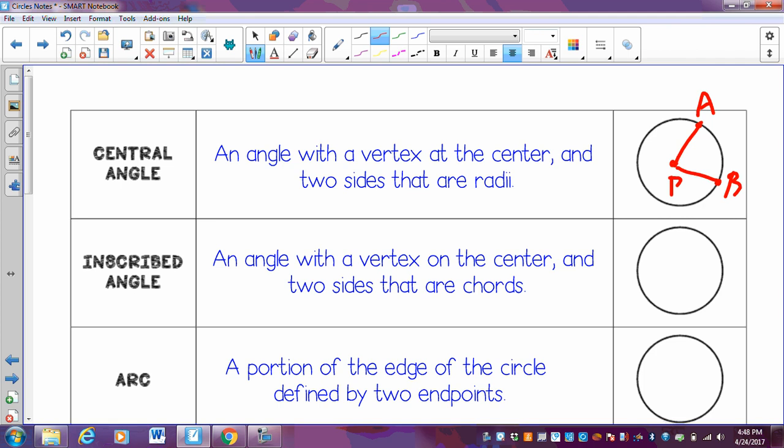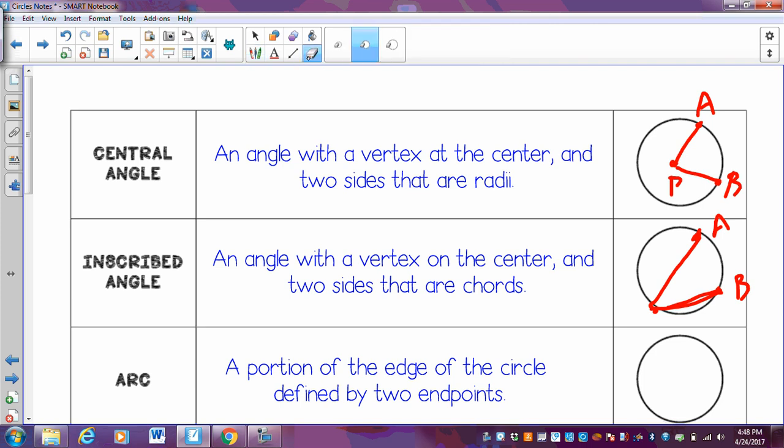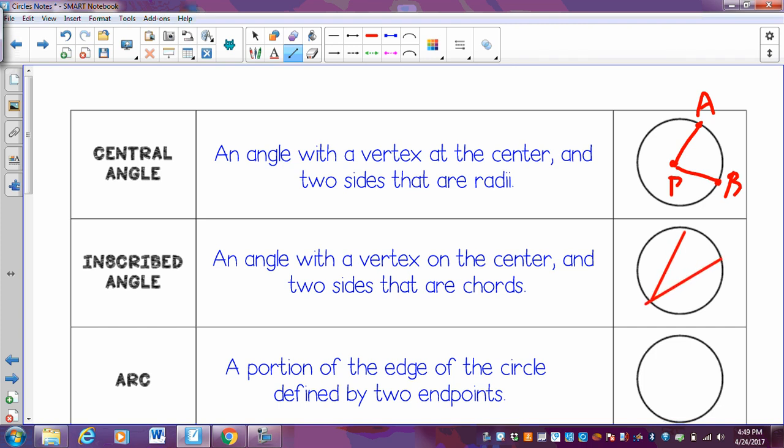An inscribed angle could have the same two endpoints. So if there's point A and point B, the difference between an inscribed angle and a central angle is that the inscribed angle also has a vertex that is on the circle. So we have A, B, and then your vertex will be at C. So then you have an angle where both the endpoints and the vertex are on this circle. Because the sides of the angle go through the middle of the circle, that makes them chords.